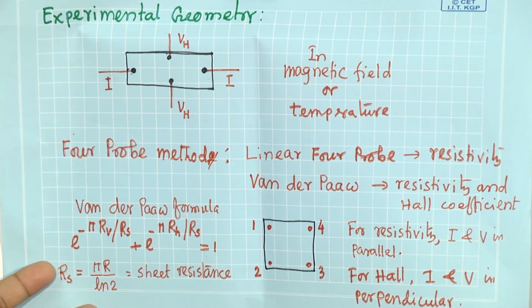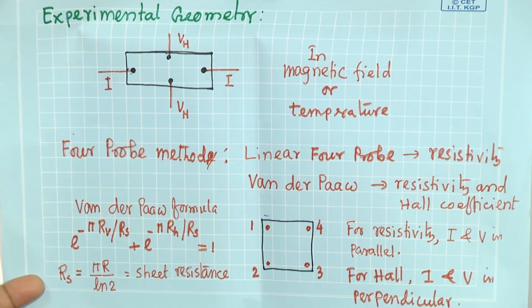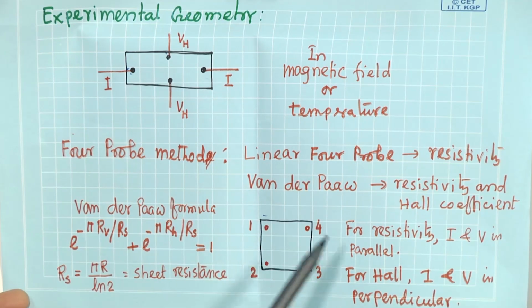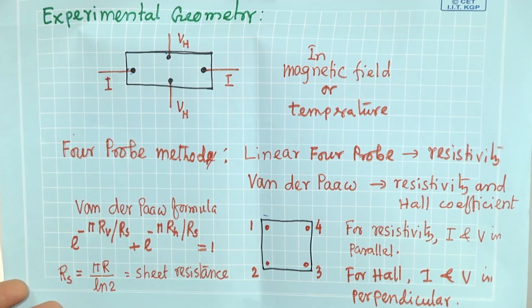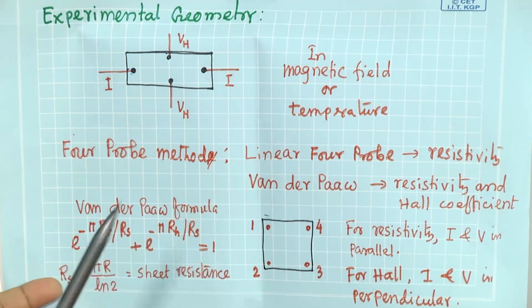Okay, so Van der Pauw geometry is useful for the measurement of the resistivity as well as the Hall effect. But the linear probe you cannot use for measuring the Hall coefficient. You can only use it for measuring the resistivity or resistance. But in case of Van der Pauw, a different formula is used for resistivity measurement.